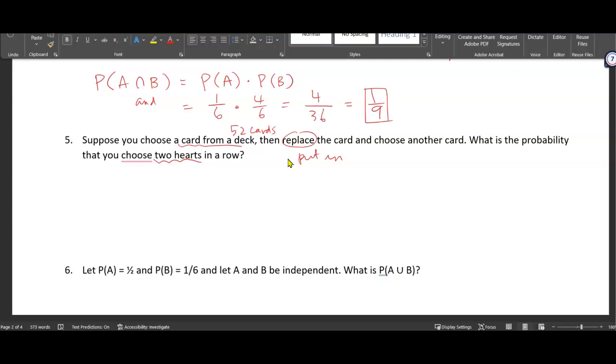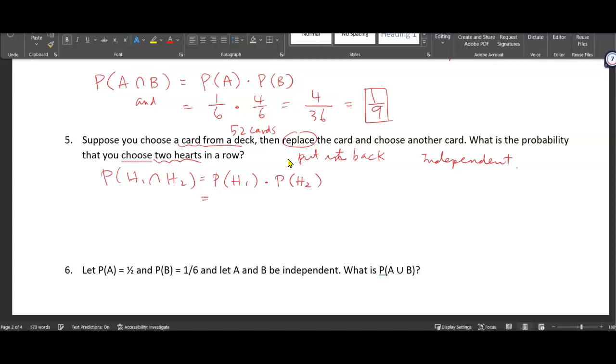So if you put it back, that's what replacement means. Your second card still has 52 to choose from. So that means my denominator didn't change. My sample space is the same, so that's independent, right? So my probability of the first one being a heart and the second one being a heart, again, if it's independent, I can use the fundamental counting principle for probability, right? So that would be this.